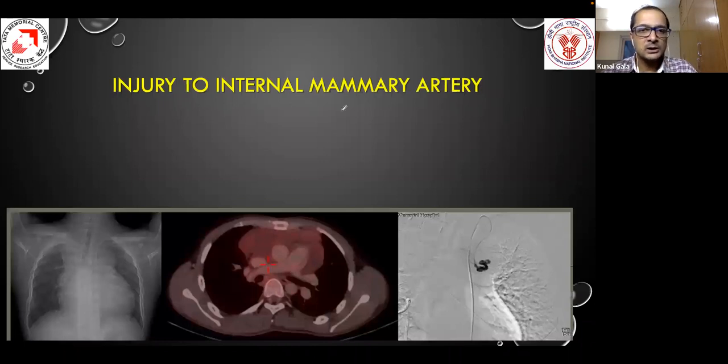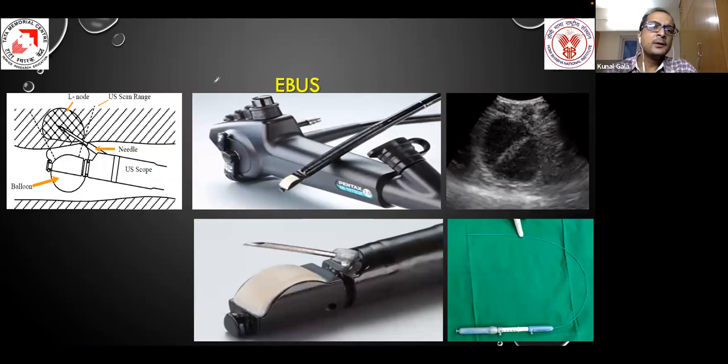However, there can be injuries and complications. So this was a case with large mediastinal lymph nodes. Biopsy was performed, and there was injury to one of the twigs of the internal mammary vessels. So what we did was take a femoral puncture and then embolize the internal mammary vessel with the help of glue and coils.